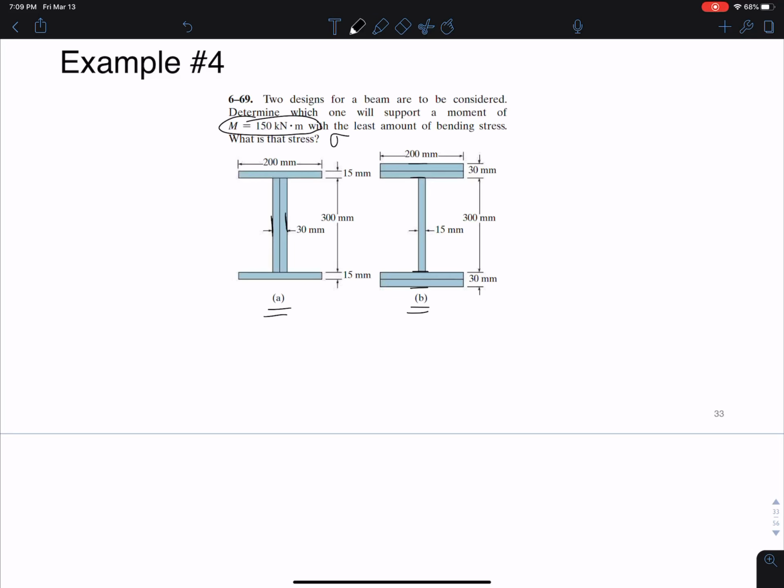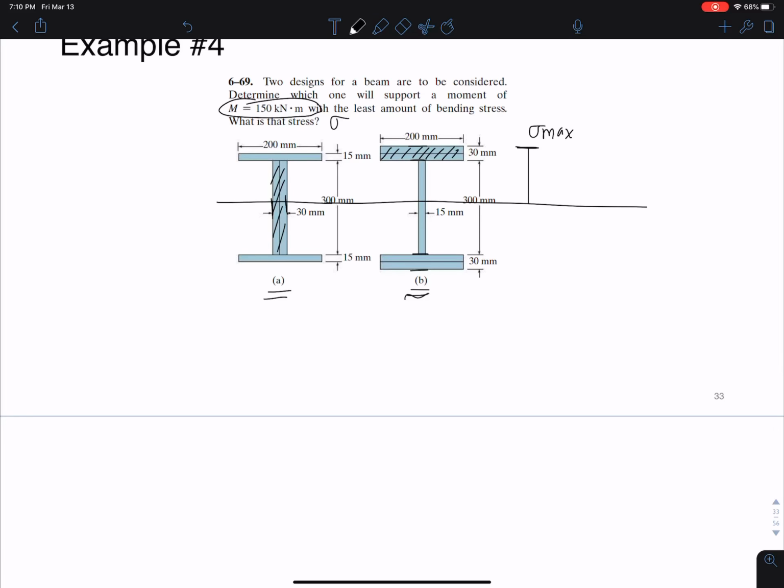So we know the max stress occurs at the point farthest from the neutral axis. And what is the point farthest from the neutral axis? It's up here. So if I have sigma max here, it might be a better idea to double up the area here as opposed to double up the area here. Okay, so let's see if that's correct. I'm guessing B, right?